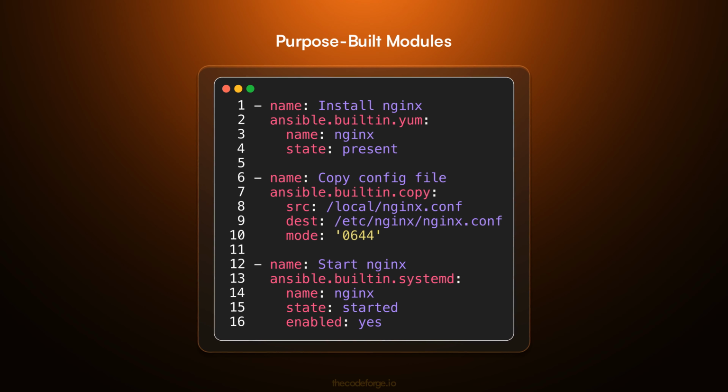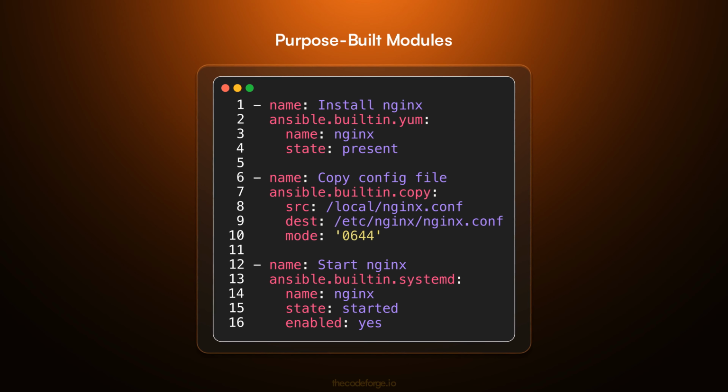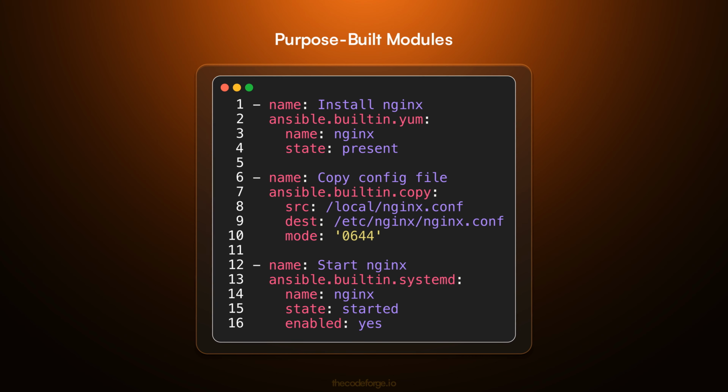Here's the right way. Use yum to install nginx, copy to manage config files, and systemd to control the service. These modules are idempotent, safe, and easy to read. Only fall back to shell when no dedicated module exists.